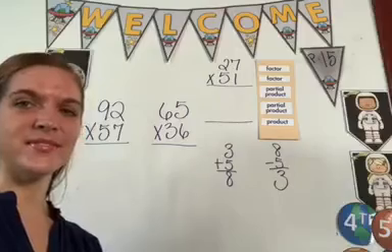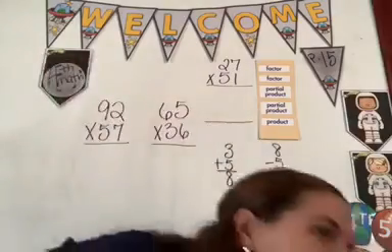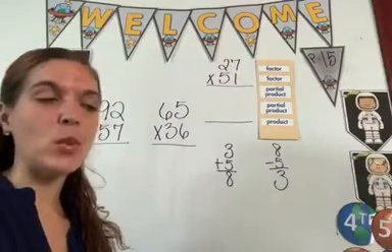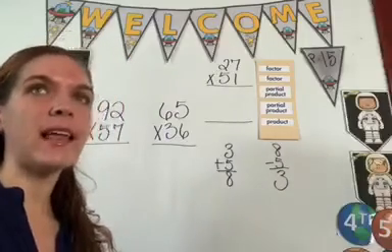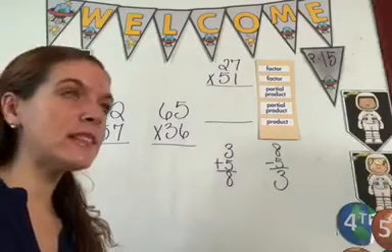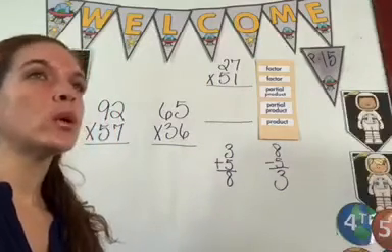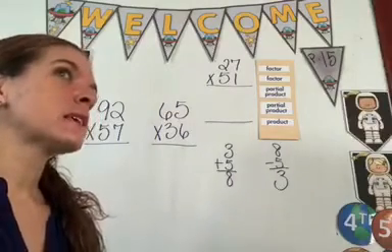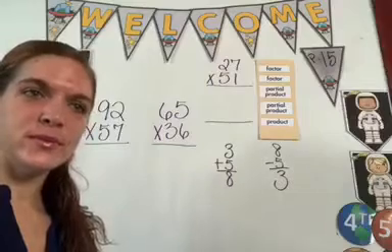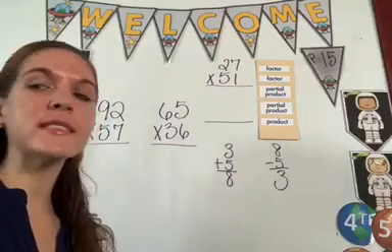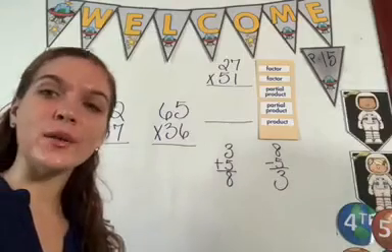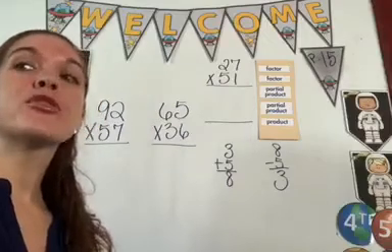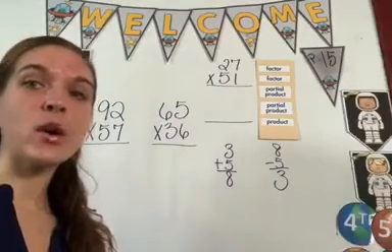3 times 5. Fernanda? 15. 3 times 9. Sama? 27. 3 times 10. Jayla? 30. 3 times 4. Holly? 12. 3 times 7. Kiana? 21. 3 times 12. Kiana? 36. And 3 times 3. Scarlett? 9. Okay, let's do our 4s really quick.